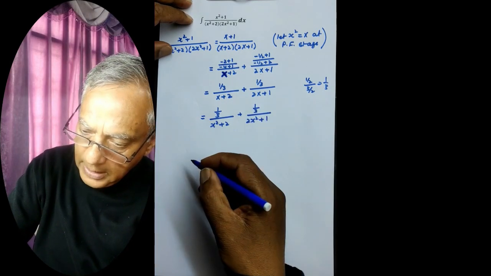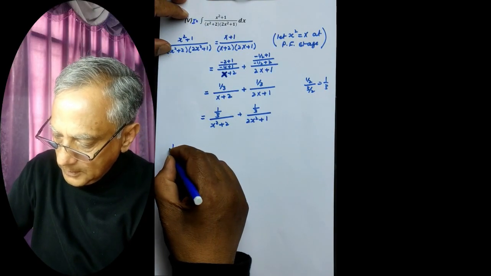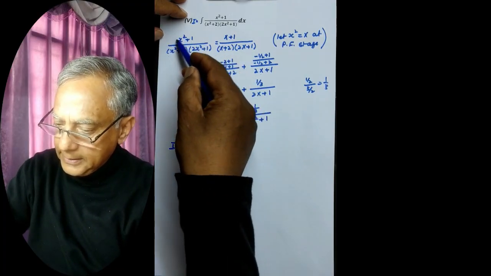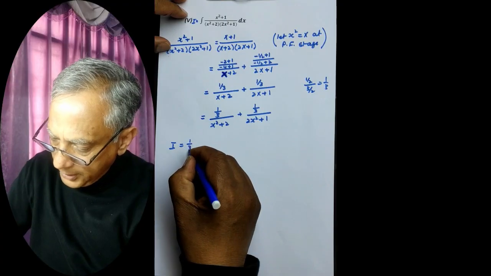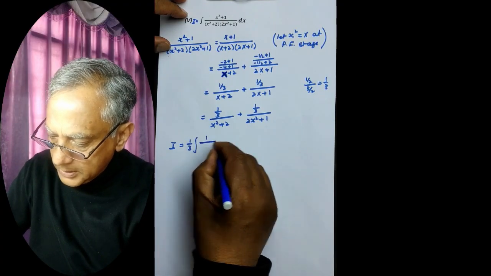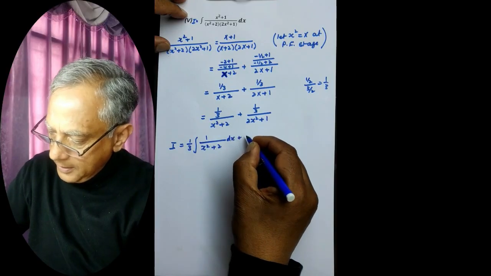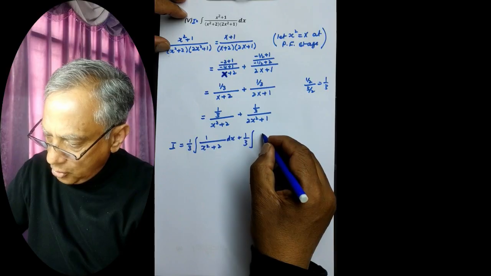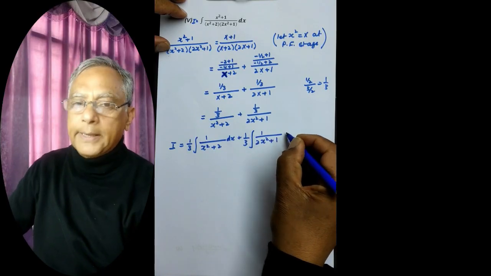And therefore I is equal to, now we will put the value of this in this. So we will get 1 by 3 integral of 1 over x square plus 2 dx plus 1 by 3 into integral of 1 upon 2x square plus 1 dx.